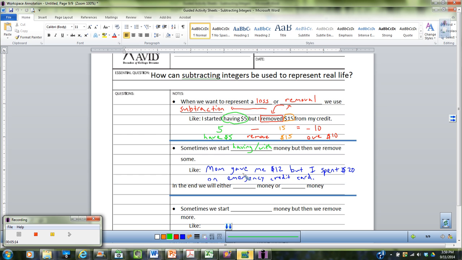Mom gave me $12. That's a good thing. You started with some money. You got $12 in your pocket. Woohoo, Mom is so nice. But then you spent. Spent is a type of removal.